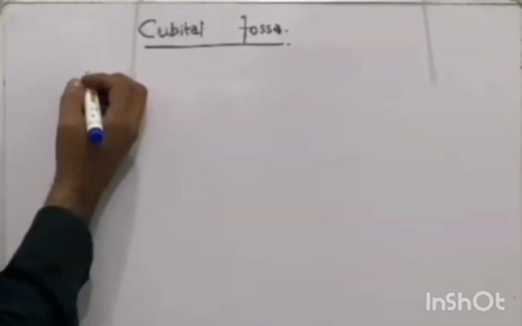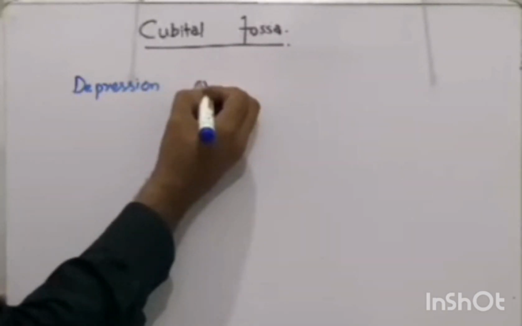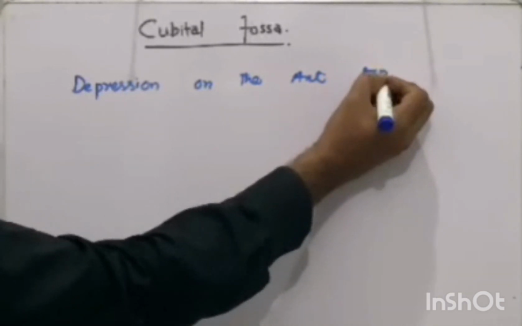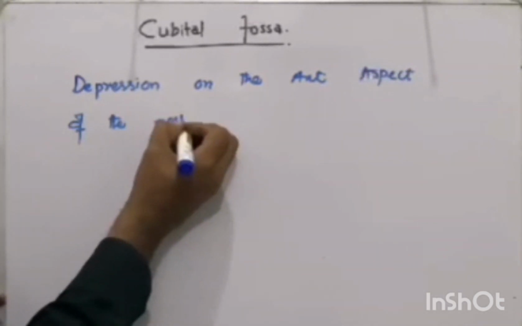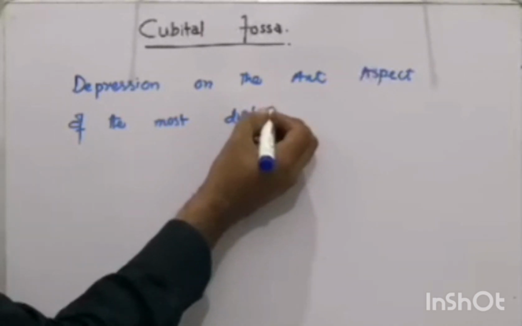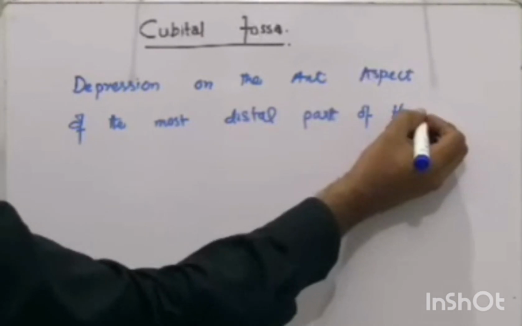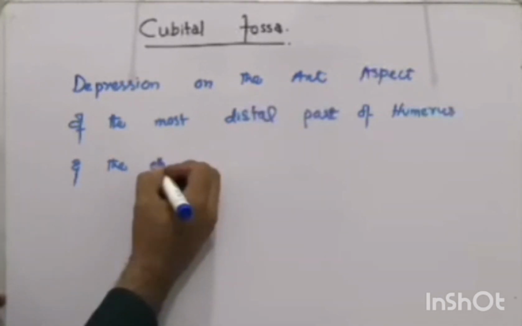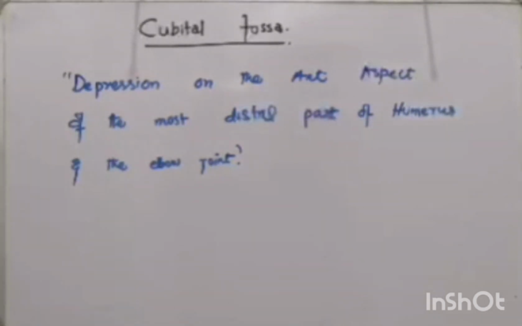So, let's start with what is cubital fossa. Cubital fossa refers to a depression on the anterior aspect of the most distal part of the humerus, or we can say the elbow joint. Depression on the anterior aspect of the most distal part of the humerus or the elbow joint.